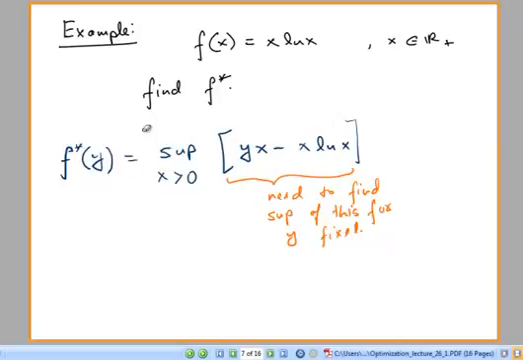We say the supremum is infinite. So classically it does not exist.